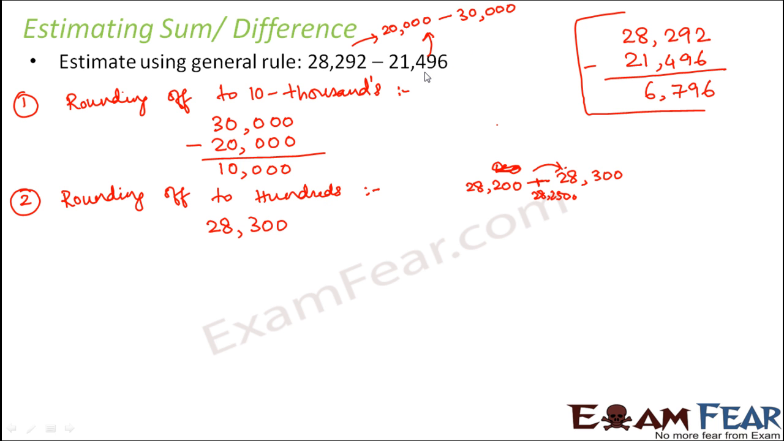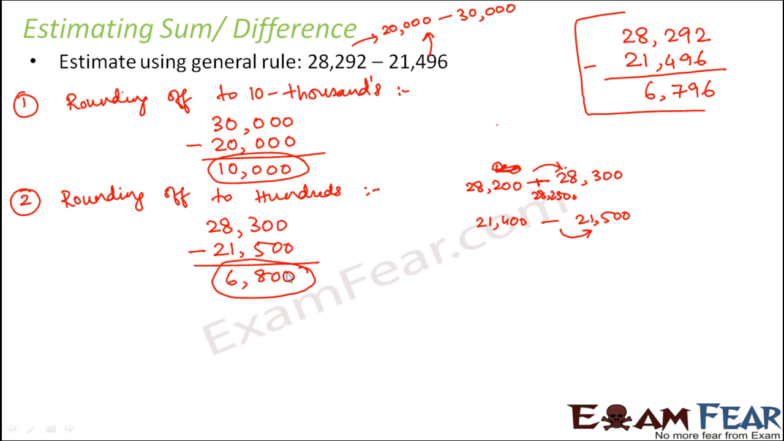What about 21,496? When you again round it off to the nearest hundreds, this would lie between 21,400 and 21,500, and 496 will be very close to 21,500. So you can write it as 21,500. Now when you subtract this, you get 6,800. So in the first scenario, you found the difference as 10,000. In the second scenario, you found the difference as 6,800.